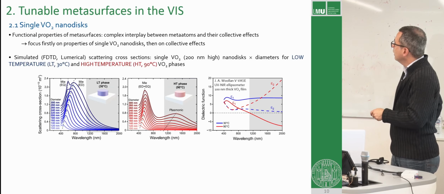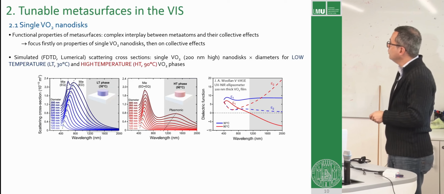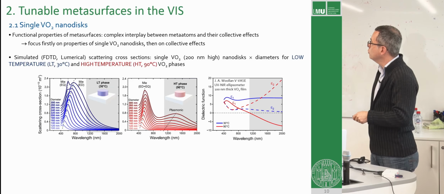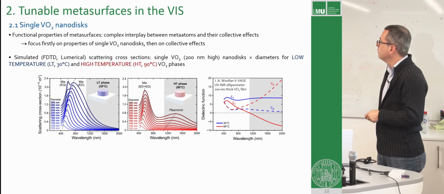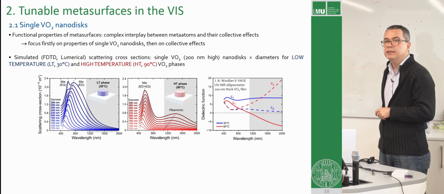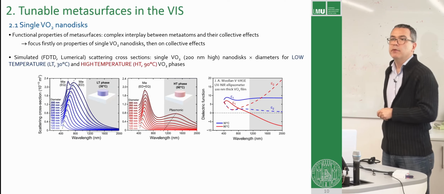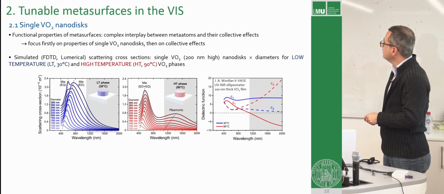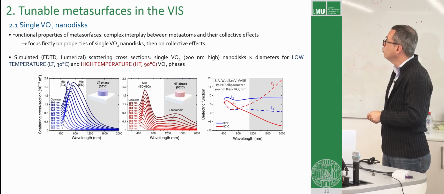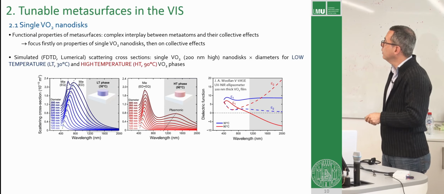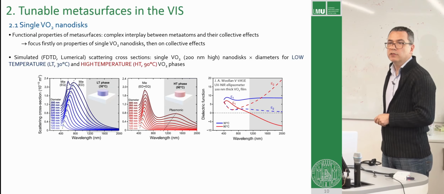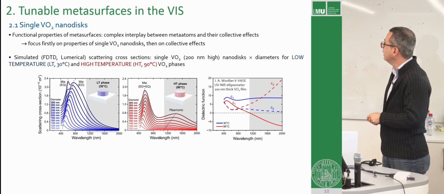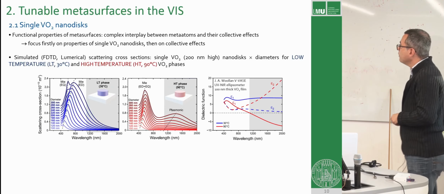And here to the right, I present the experimental results of ellipsometry in these two materials at low temperature and high temperature. Ellipsometry is a technique that allows us to measure the real and imaginary parts of the refractive index. In this case, the real part of the refractive index is the continuous line here. The solid blue line is the real part of the refractive index in the low temperature phase. The solid red line is the real part of the refractive index in the high temperature phase, and the dashed lines correspondingly the imaginary parts. Very good.